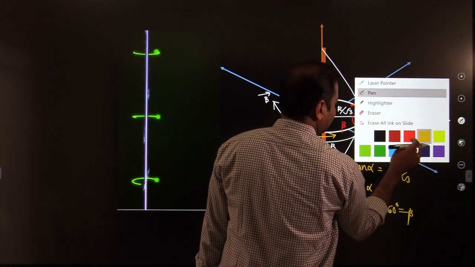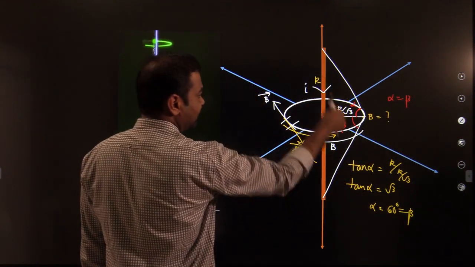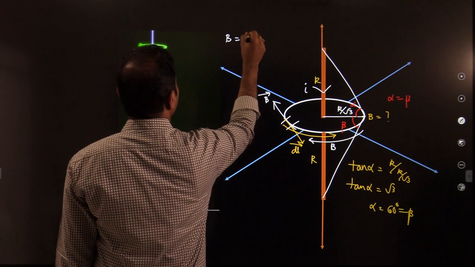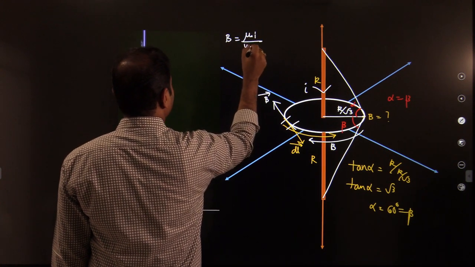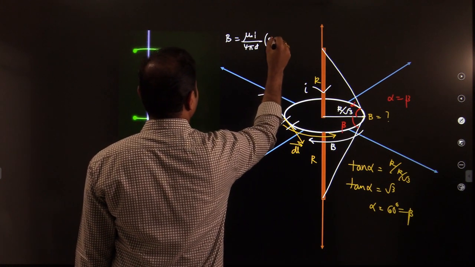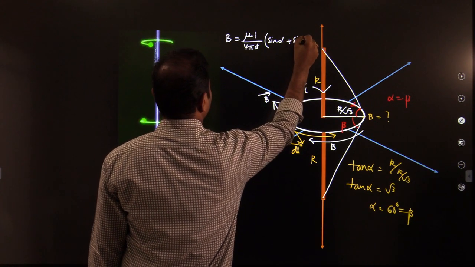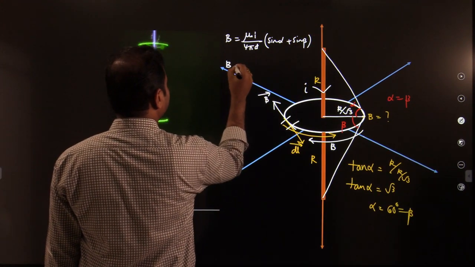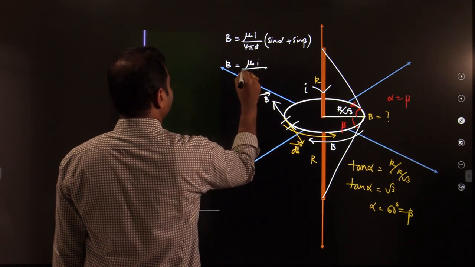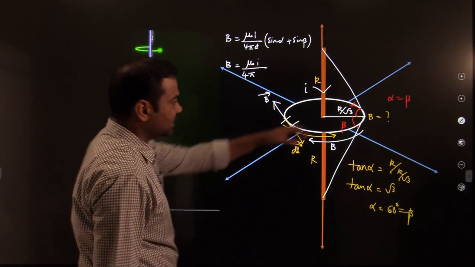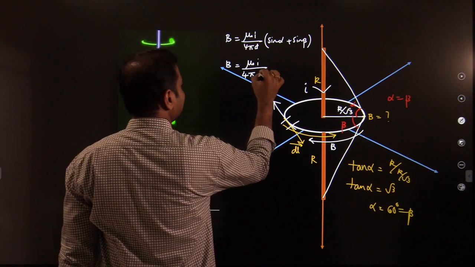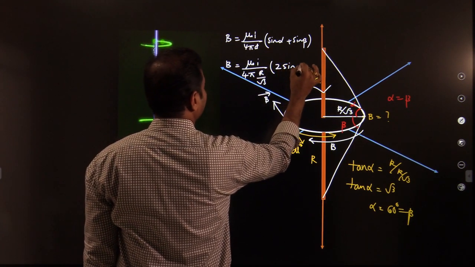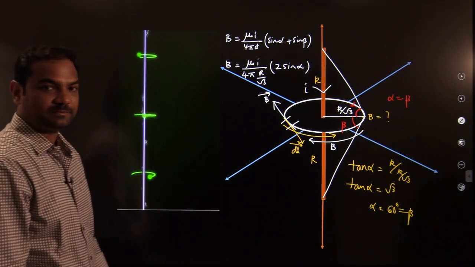Before that, to find the line integral, first of all we have to find the B value. How to go for the B value? I can write B equals mu naught I by 4 pi d into, we know the formula, sin alpha plus sin beta, the magnetic field due to a straight wire. So the magnetic field value I can write as mu naught I by 4 pi into, where d is equal to r by root 3, into 2 sin alpha, because alpha is equal to beta.